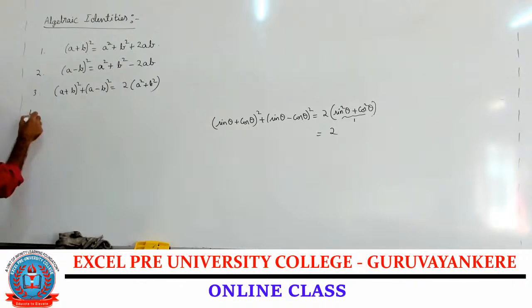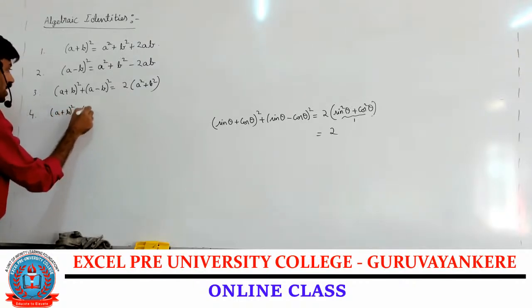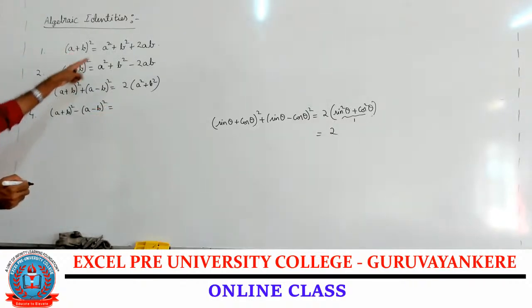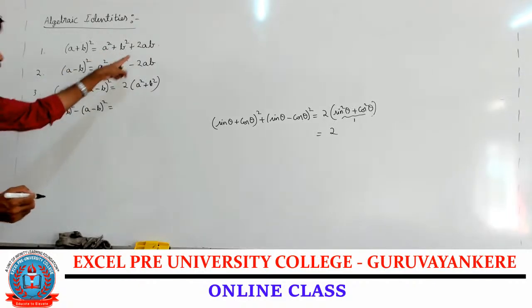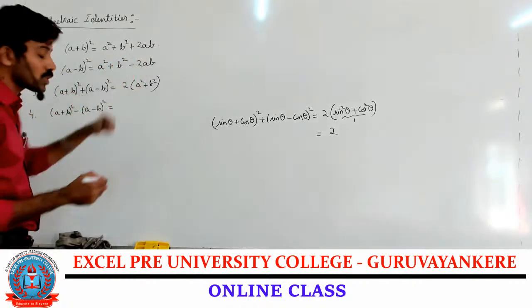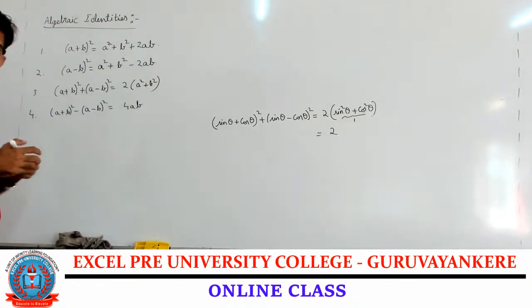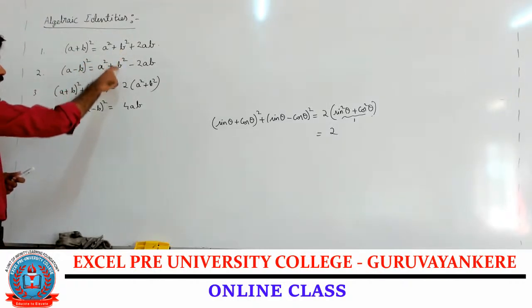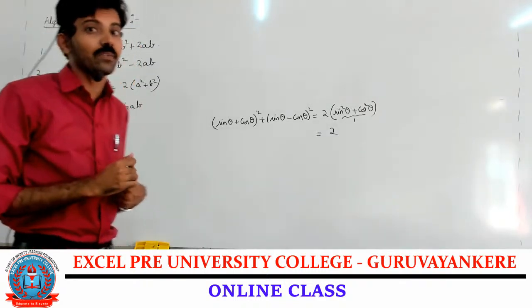Fourth one, I can write by subtracting these two equations. A plus b the whole square minus a minus b the whole square. Subtract this. A square minus a square 0. B square minus b square 0. 2ab minus of minus 2ab. 2ab plus 2ab is 4ab. Correct? Subtracting the two equations, a square cancels, b square minus b square cancels, 2ab minus of minus 2ab becomes 4ab.